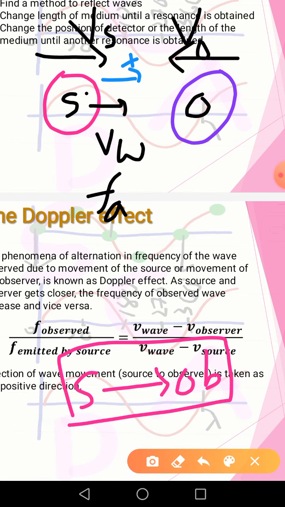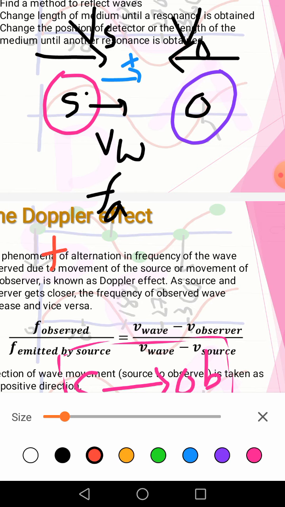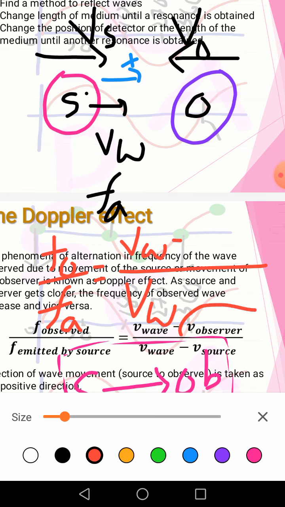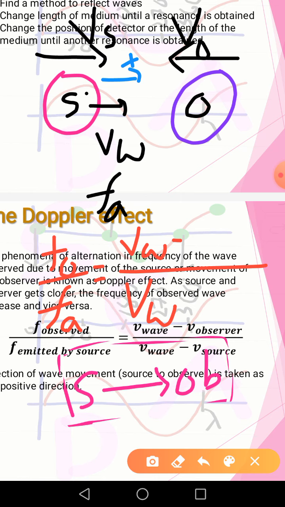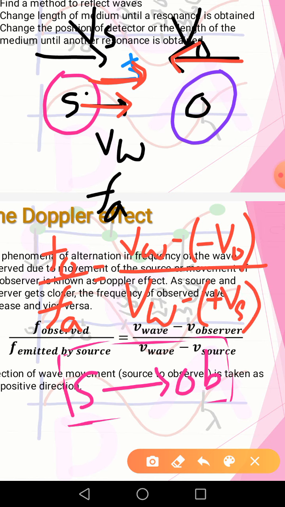So let me tell you the formula. From the source to observer, the direction would be positive. The frequency observed divided by the frequency emitted from the source, or actual, is equal to the velocity of the wave minus the velocity of the observer. This direction is positive, but the observer is moving in the other direction, so it has to be a negative velocity, and we put a negative sign before v naught. But the source is moving in the positive direction, so we put a positive sign with the velocity of the source. So here it will become plus, and here it stays as minus.